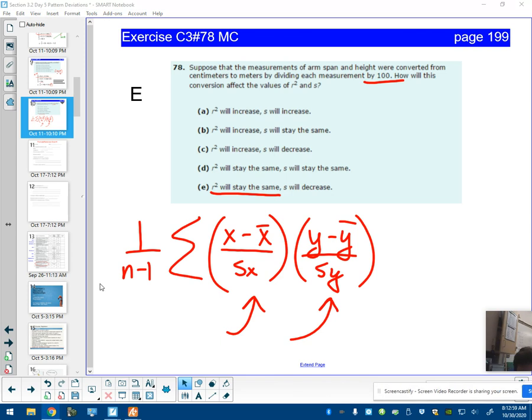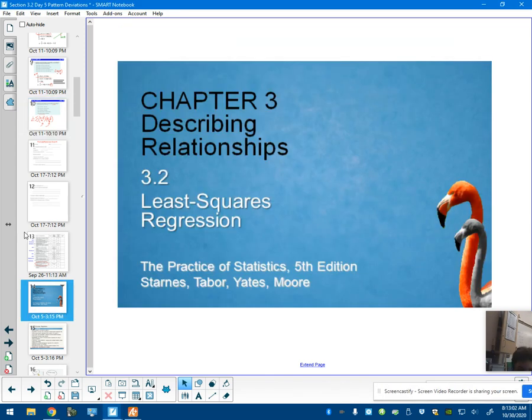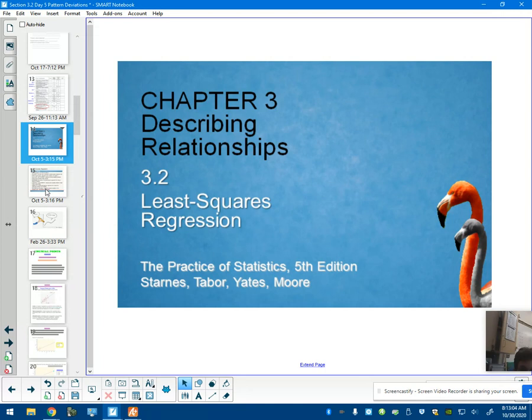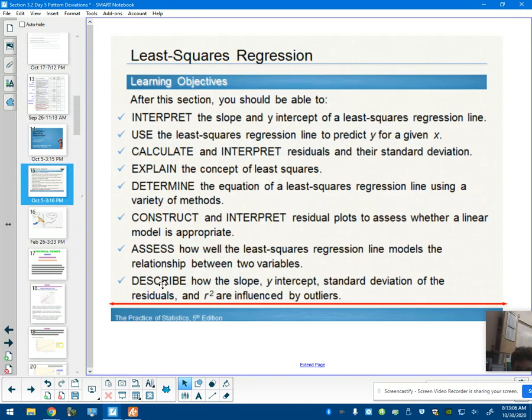Okay, so today we are going to talk about unusual points. Our objective is describing how everything changes when you have an influencing point or an outlier.